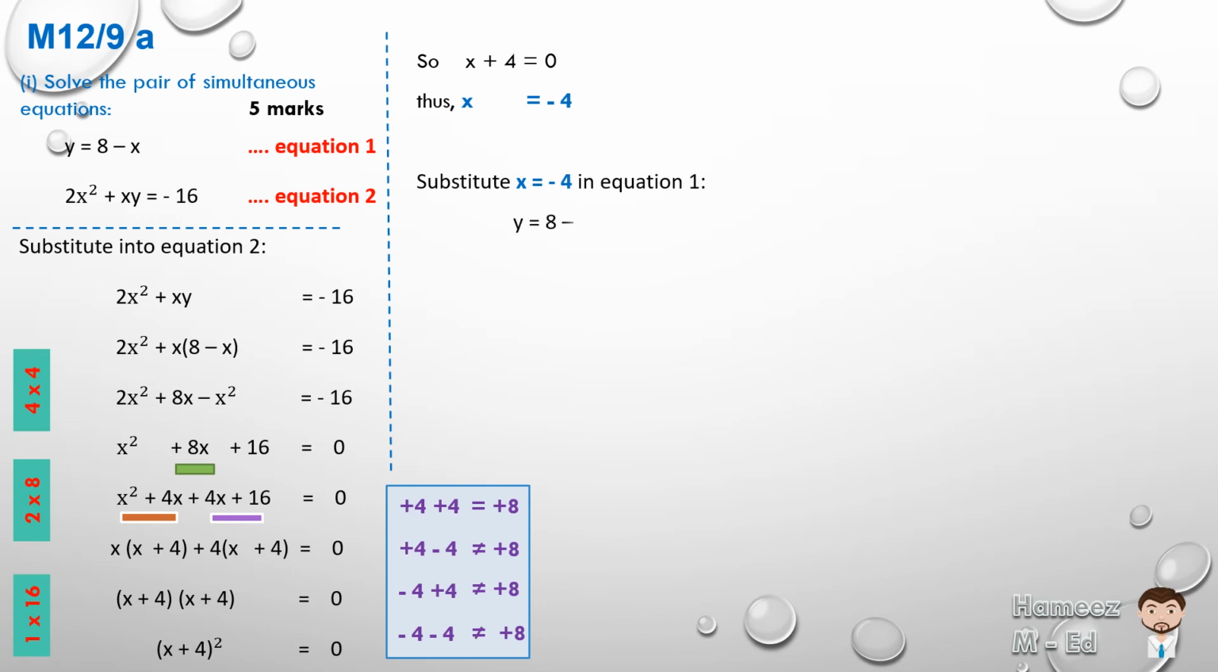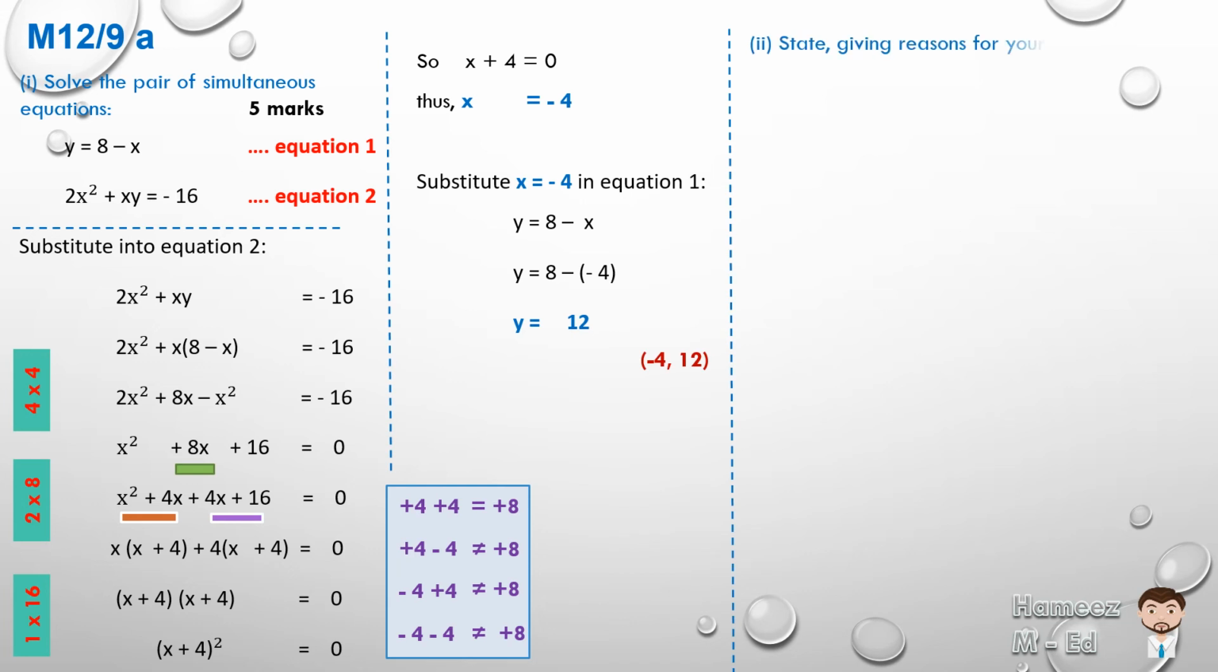So let's rewrite that. y is equal to 8 minus x. So y is equal to 8 minus, brackets, what's x? Minus 4. So 8 minus minus 4, 8 plus 4 is equal to 12. As such, the point of intersection is minus 4, 12.